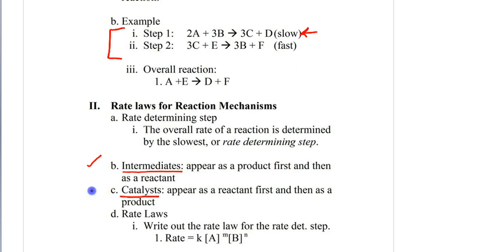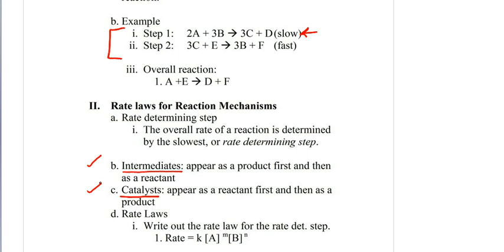Also, catalysts should never appear in your overall reaction because they're not actually part of the reaction. They may be used up or they may not be, but what they do is they help to speed up the reaction. And so catalysts, I should say they may or may not appear in the overall.